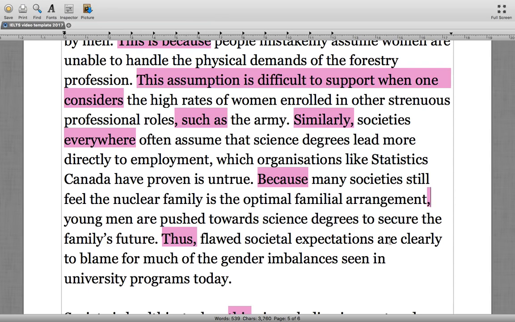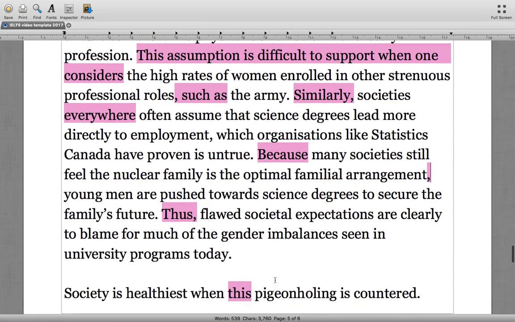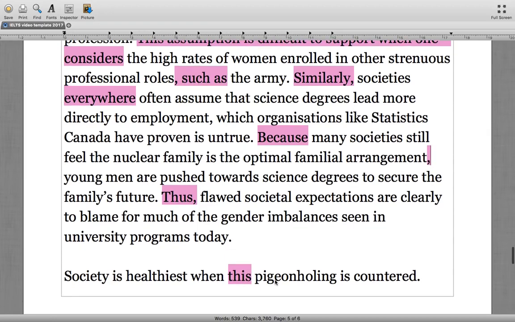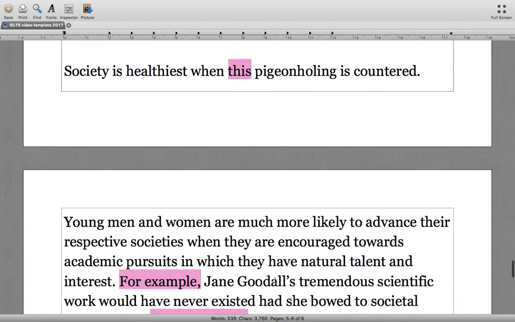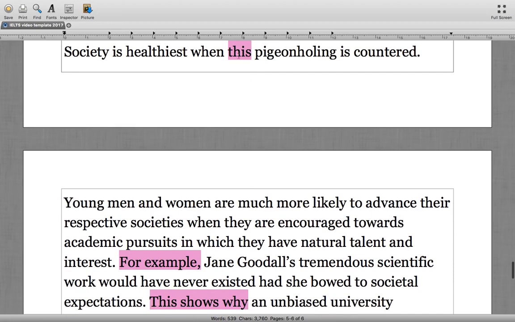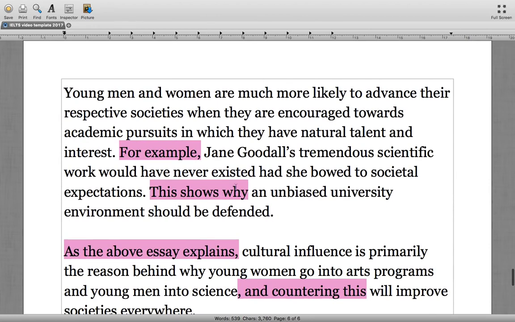"Flawed societal expectations are clearly to blame for much of the gender imbalances seen in university programs today." Okay, and then a few more phrases. So I use this to connect the next paragraph back to the ideas in the previous paragraph. "For example" is used again down here, and "this shows why an unbiased university environment should be defended." So again, leading the reader to a logical conclusion based upon the examples and discussion I've brought up before.